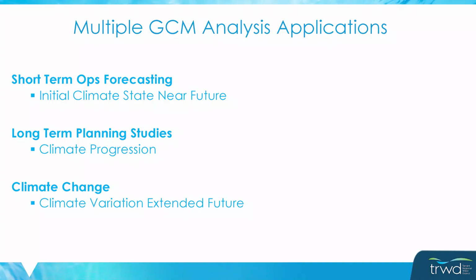So just to recap where TRWD is using global climate models in our operations and planning. We've got our short-term ops forecasting, where we're making an informed guess as to what our near future state is going to be. We've got our long-term planning studies, where we're looking at climate progression, the likelihood of persisting from or changing from one state to another, and then climate change, looking at how our demands may be impacted by climate change in the future.